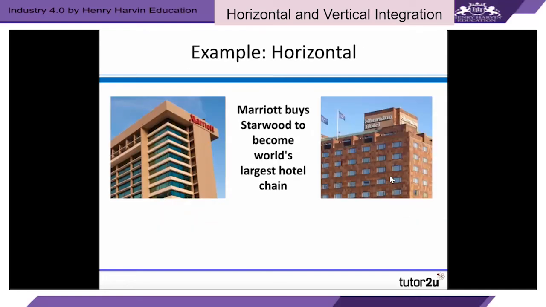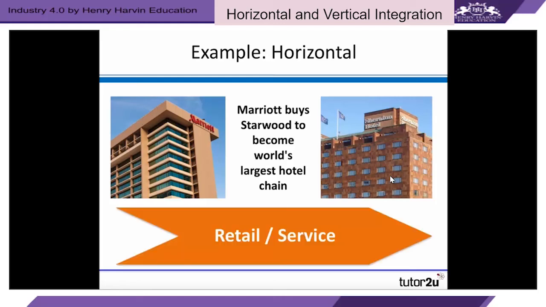And finally, here's an example of horizontal integration. There are lots of these. You'll often see retailers buying other retailers. In this case, this was one of the world's largest hotel businesses, Marriott, buying a business called Starwood Hotels, which includes a whole bunch of brands, including Sheraton Hotels. And as a result of that takeover, which was finally approved in 2016, Marriott became the world's largest hotel chain. A classic example of horizontal integration, where you've got a retail or service business buying a very close competitor.